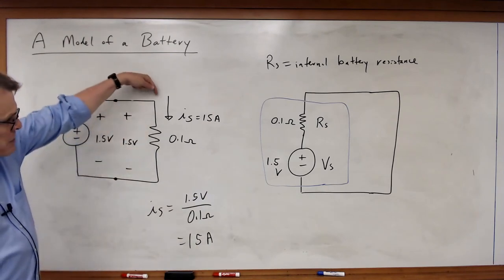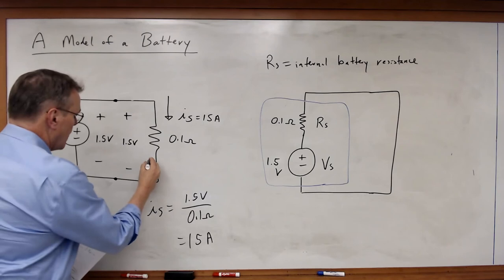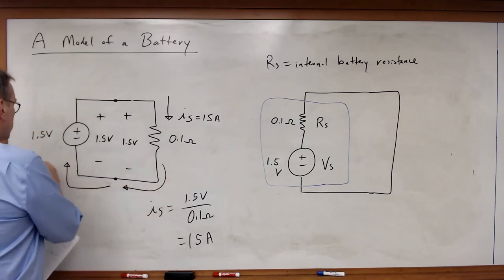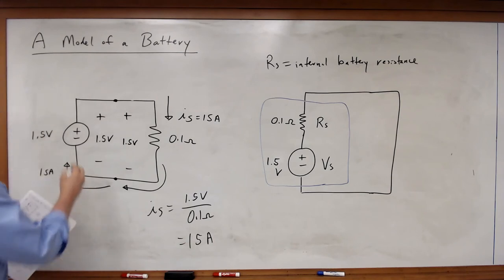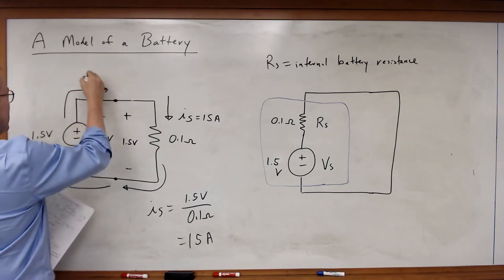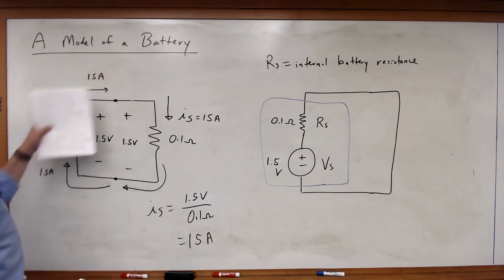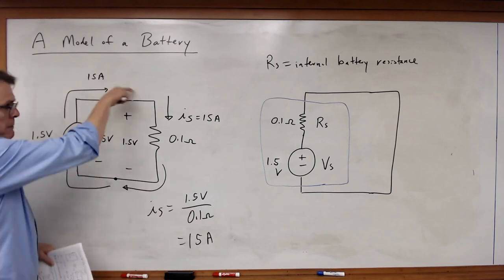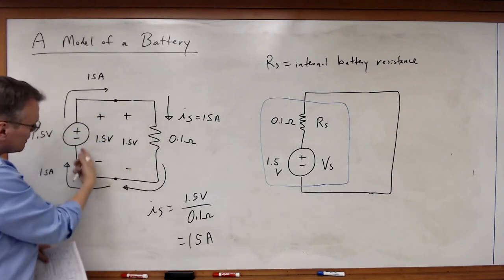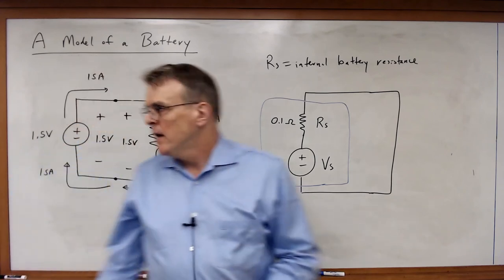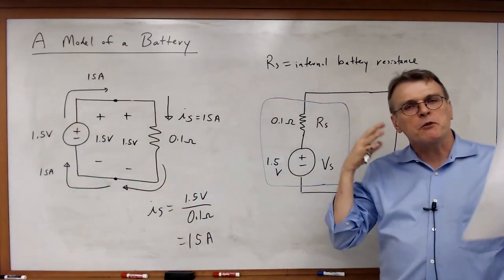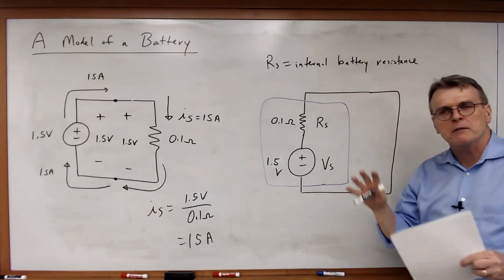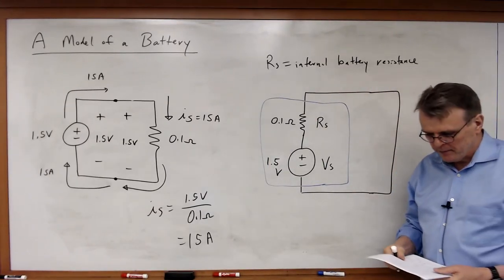But if I've got 15 amps flowing into the top of the resistor, obviously it's also flowing out of the bottom of the resistor. And also I've got the same 15 amps flowing into the source, and also flowing out of the source. So the same 15 amps must be flowing through both components. Keep in mind, what goes in must come out. So here we begin to develop some of the intuition for how these circuits work and how currents and voltages behave.